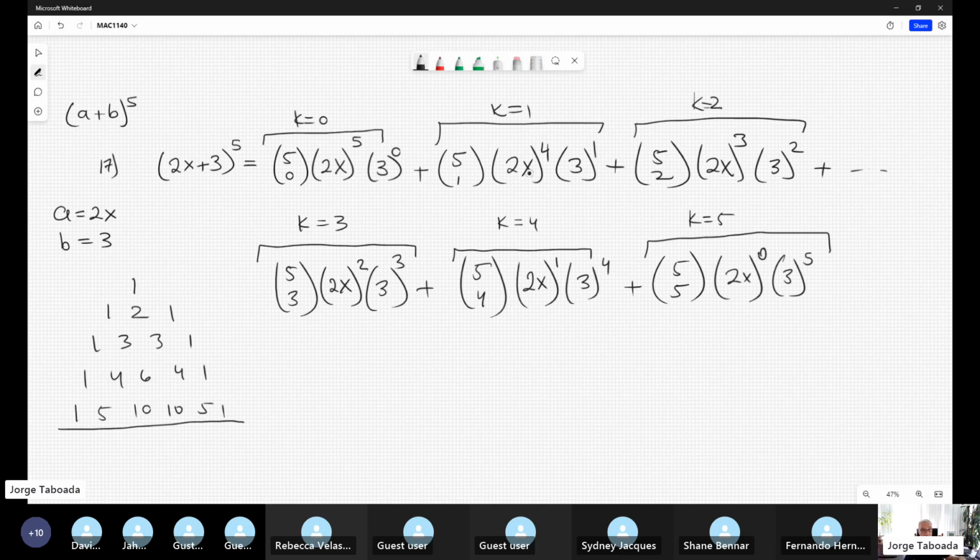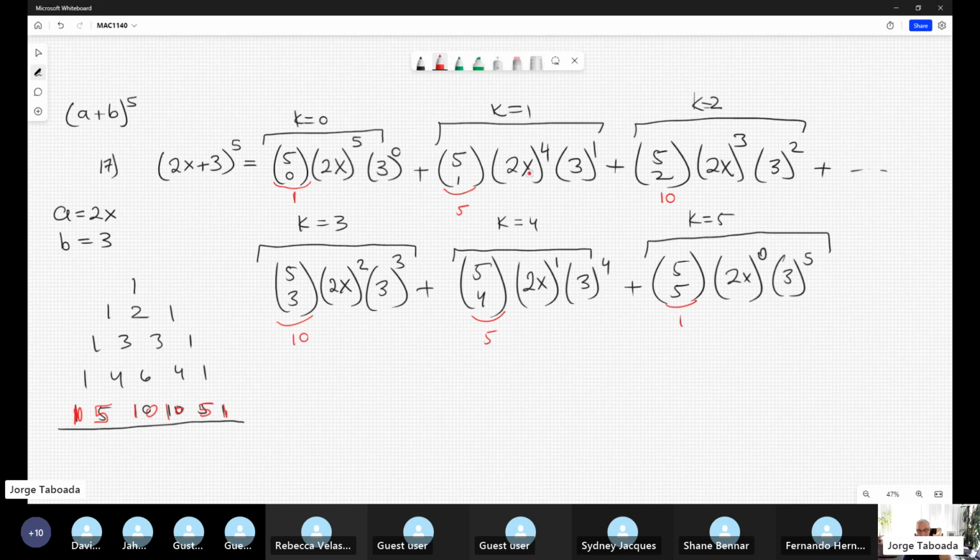The coefficient is 1. So this guy, let me use a different color, is 1. This is 5. This is 10. This is also 10. Wow, weird, right? This is 10. This is 5. And this is 1.